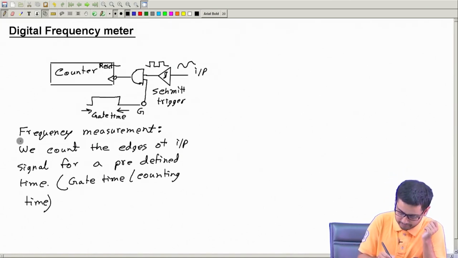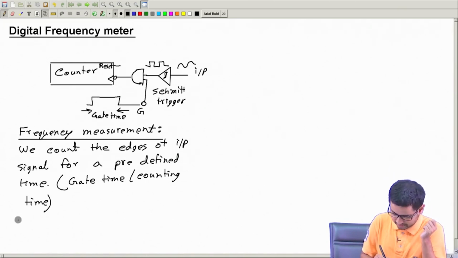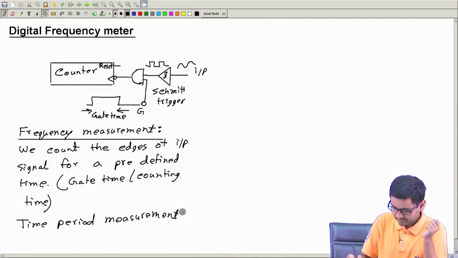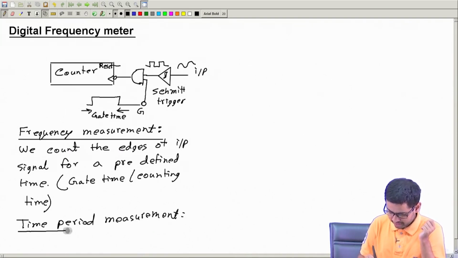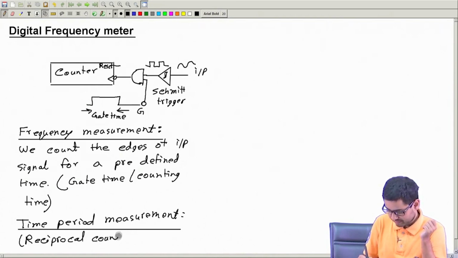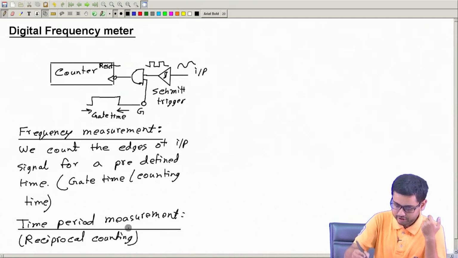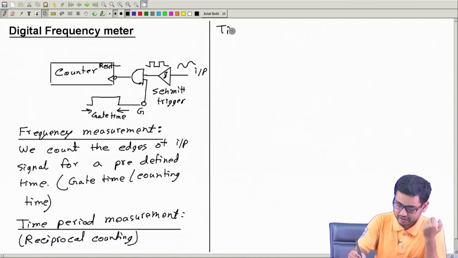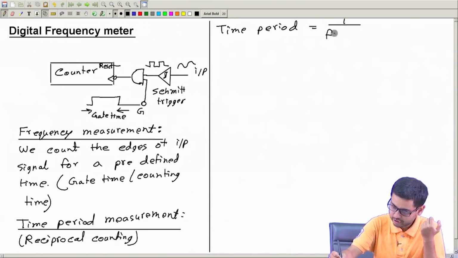Now, let us talk about time period measurement. Okay. This is also called reciprocal counting. Why? Because firstly, you know that time period is reciprocal of frequency. Okay. So, time period is 1 over frequency. So, that is why it is called reciprocal counting.